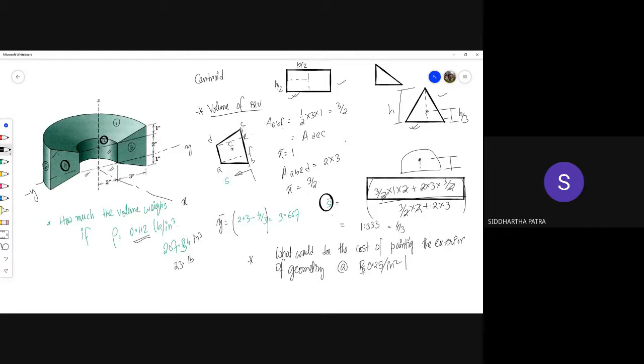If you do something related to the volume of revolution which requires some other type of manipulation, then probably you should draw the image. If not required, then don't. Okay, so did you get the surface area of revolution?